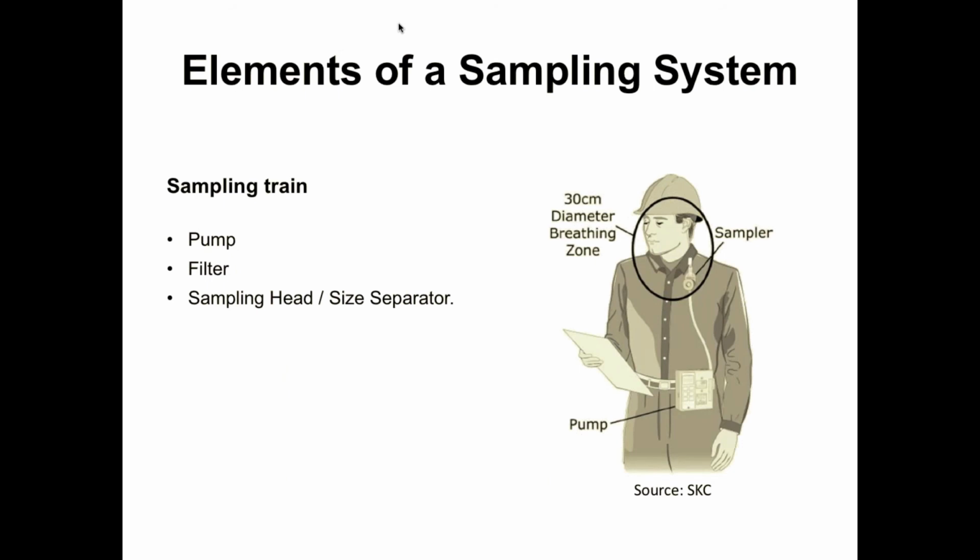Now, in order to sample a worker's exposure, our primary concern is his breathing zone, the area where he's actually getting his air. Typically we'll be concentrating on an area roughly 2 feet in diameter around his head. So the sampling device has to be up close to his breathing zone. A lot of times it'll be a device connected to his collar, for instance. The pump that we're using to draw air continuously is typically going to be portable.